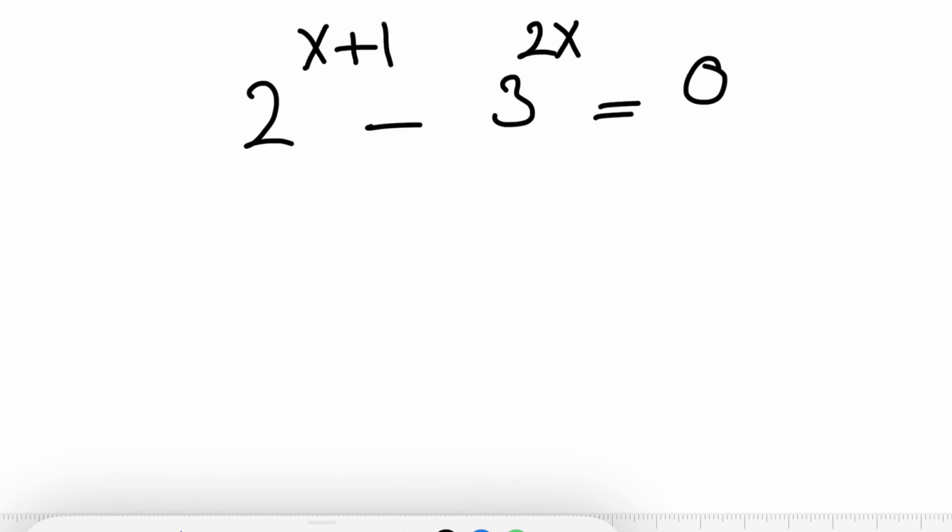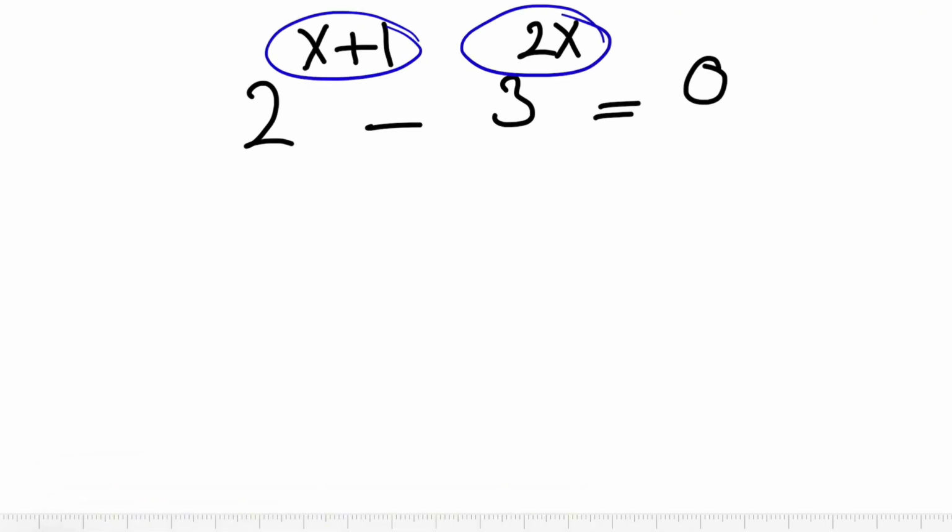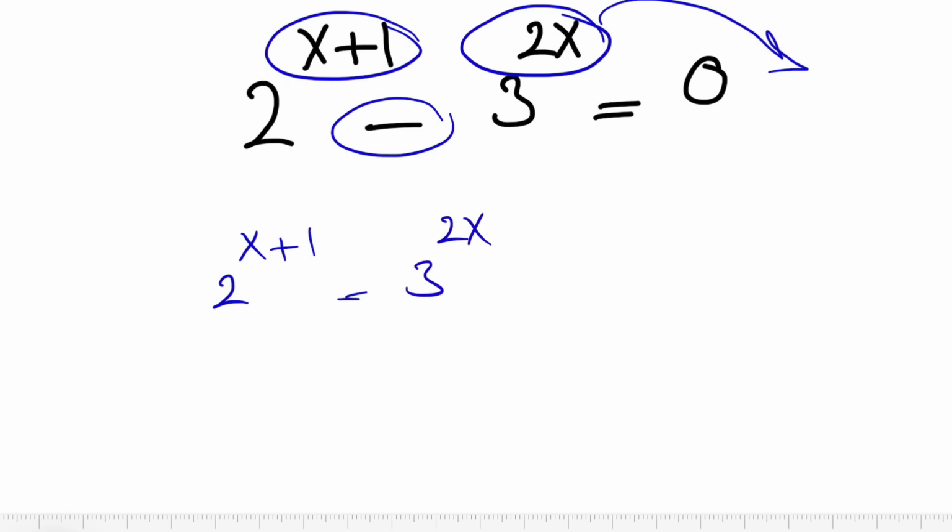We're going to be solving another question in today's video, and we have 2 to the power x plus 1 minus 3 to the 2x is equal to 0, and we have to solve this equation for x. We can see that the x, our unknown, is in the exponent, so we're going to bring the 3 to the 2x to the right side of the equation. If it goes on the other side, the negative sign will turn into a positive sign. So we have 2 to the power of x plus 1 is equal to 3 to the 2x.